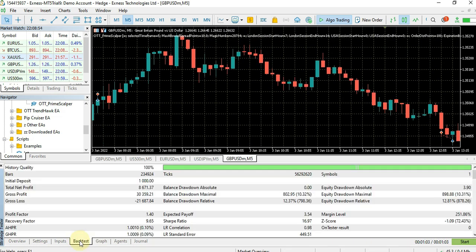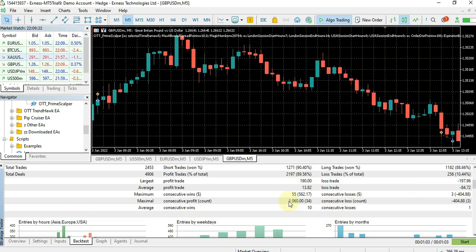Now the backtest is done. This is for the GBP/USD currency pair. We started with the deposit of $1,000, and you can see a total net profit of $8,000 and a gross profit of $30,000. The profit factor is 1.4 and the recovery factor is 9.6. The drawdown is just 10%. The expected payoff is 3.5. Let's come down to the consecutive losses and wins. The maximum consecutive wins is 55 and the maximum consecutive losses is just 3 over the period of 3 years. So as you can see, the results speak for themselves.